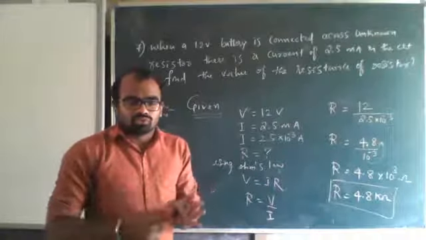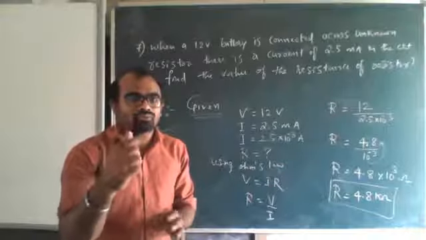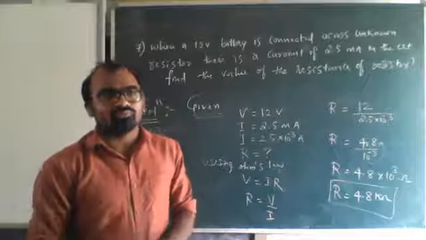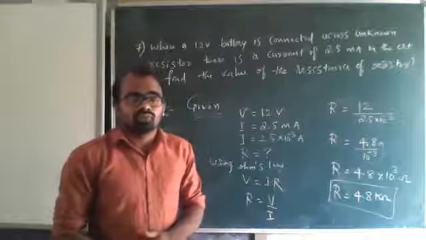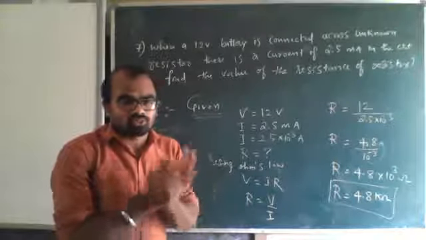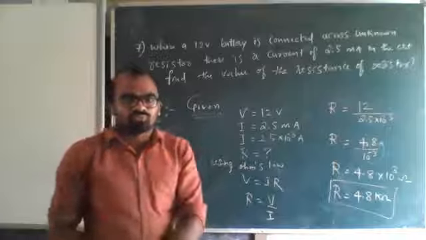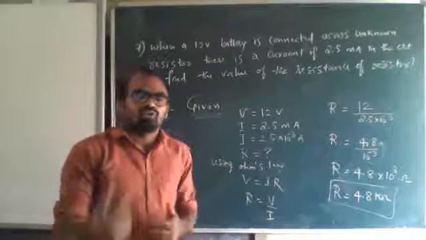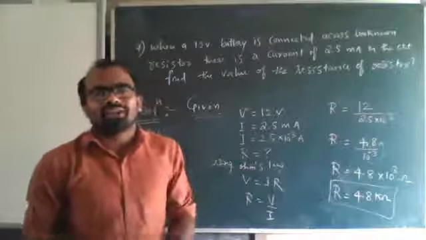Q is equal to I t, so I is equal to Q by T. That is the first formula. Second formula, potential difference, V equal to W by Q. Third formula, V equal to IR, Ohm's law. Fourth formula, R equal to rho into L by A.